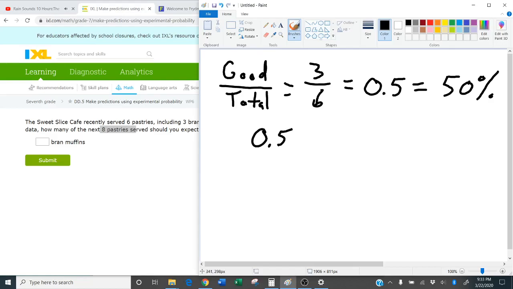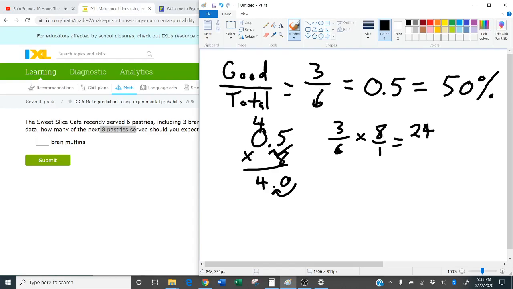Again, we can go ahead and do 0.5 times 8, which is 4.0, or 4, okay? If you want to do 3/6 times 8, you get the same answer. 24 divided by 6 is 4. We get the same answer here and here.